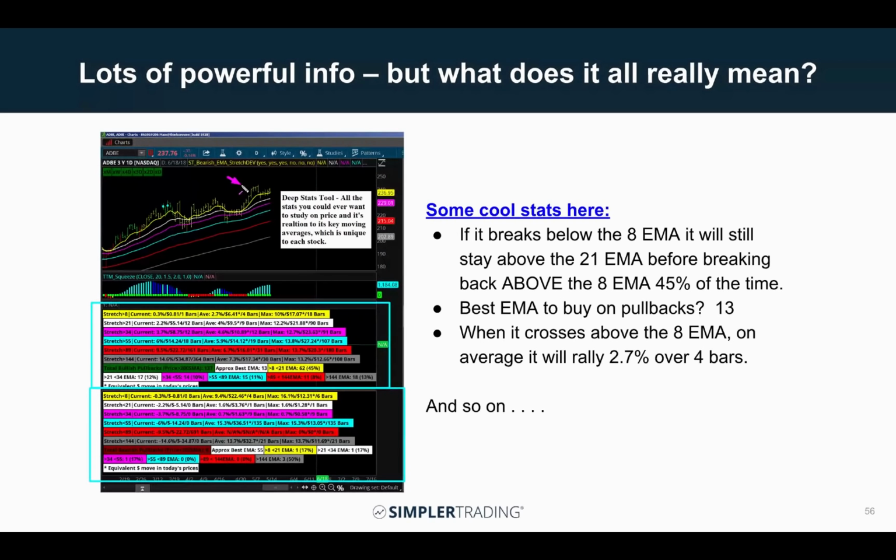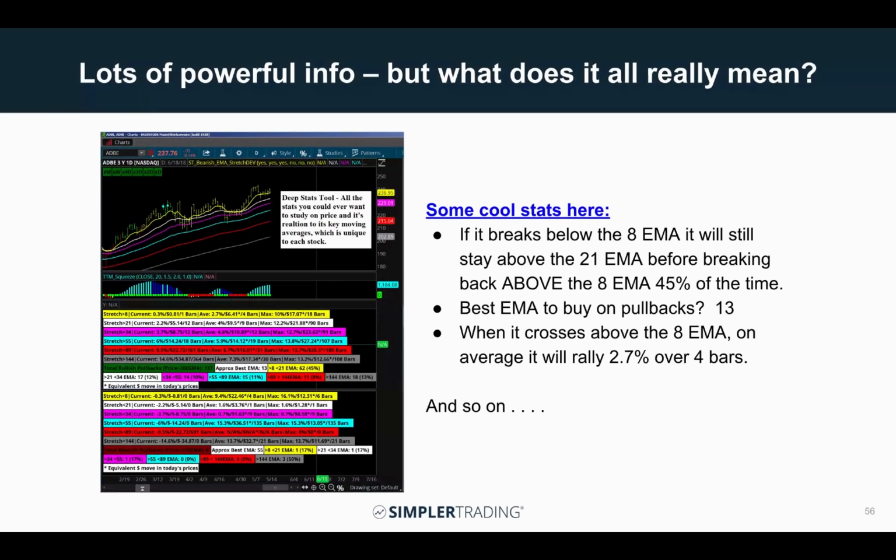But at a glance at this eyesore, what it's telling us is that if it breaks below the 8 EMA, it will still stay above the 21 EMA before breaking back up above the 8 EMA 45% of the time. That's huge information. What is the best EMA to buy pullbacks? The 13. So anytime you're at the 13 period moving average, buy that pullback. When it crosses back up above the 8 EMA, on average, it will rally 2.7% over 4 bars. Anyway, a ton of data in there.